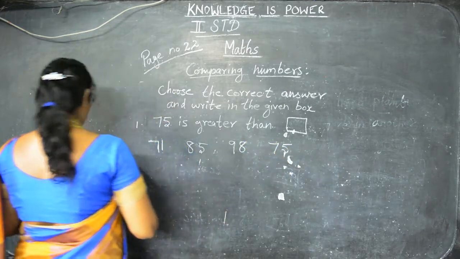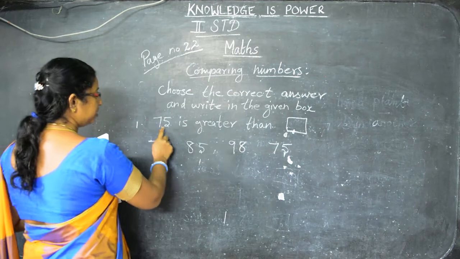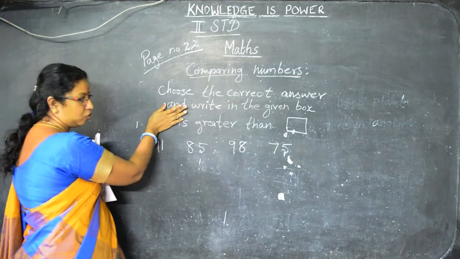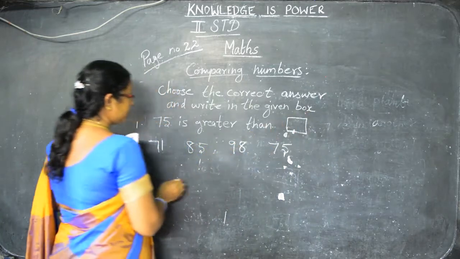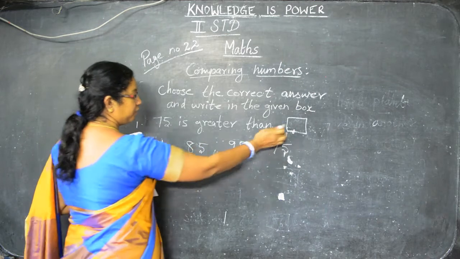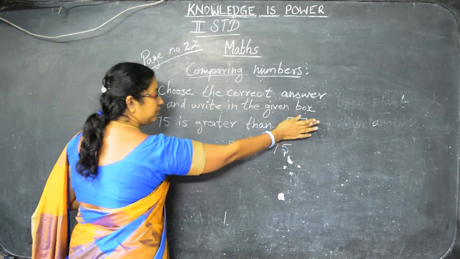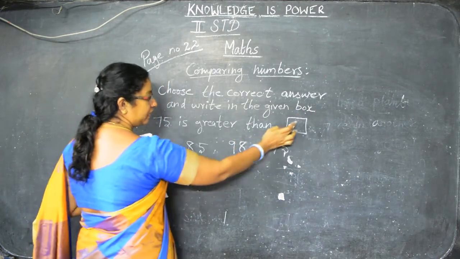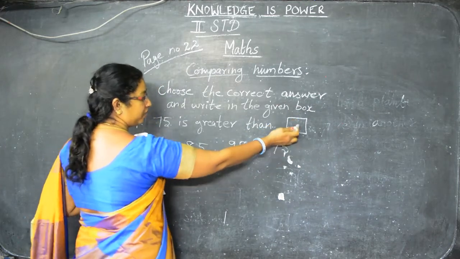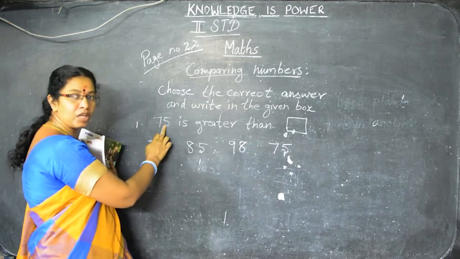See here children, 75 is greater. 75 வந்து greater-ஆ இருக்கணும் நம்ம இங்கே எழுதுகிற நம்பரை விட. இங்கே பாருங்கள், இங்கே 71 இருக்குது, 85. இப்போ நம்ம இங்கே 85 போட்டோம்னா இப்போ வந்து 85 தான் greater-ஆ இருக்கும். இப்போ 98, if you write here 98 means 98 only will be the greater number. If you put 75 means 75 will be equal to 75.